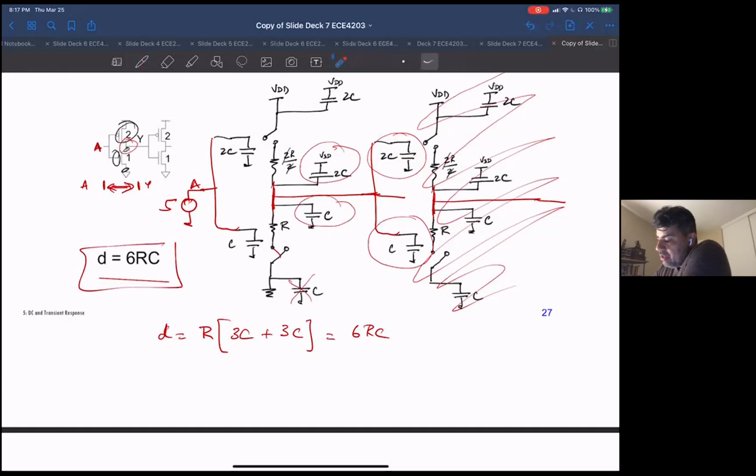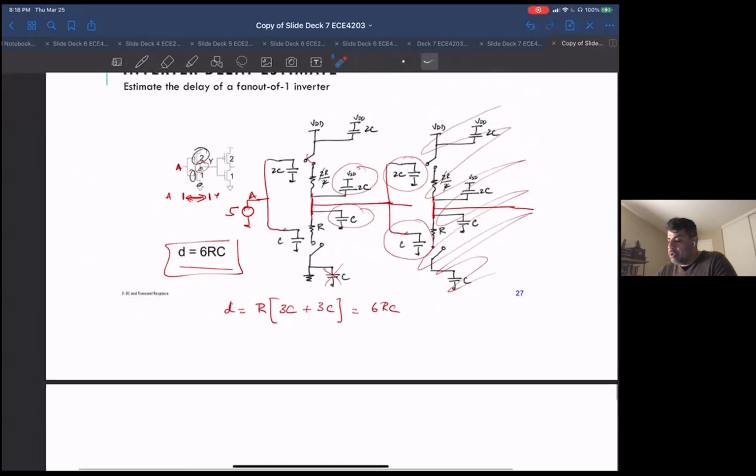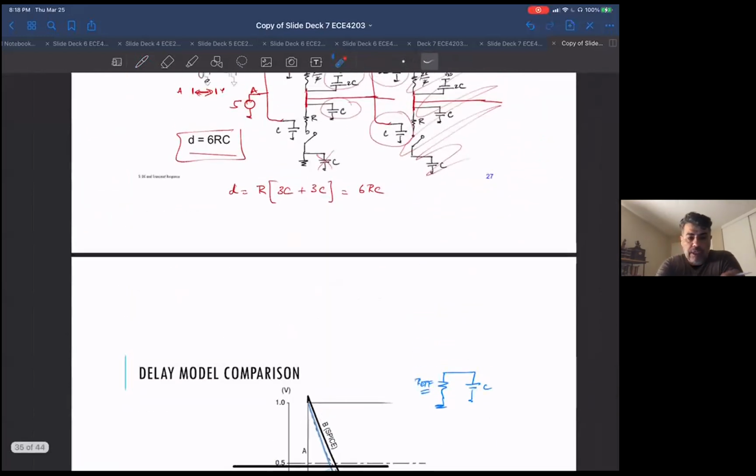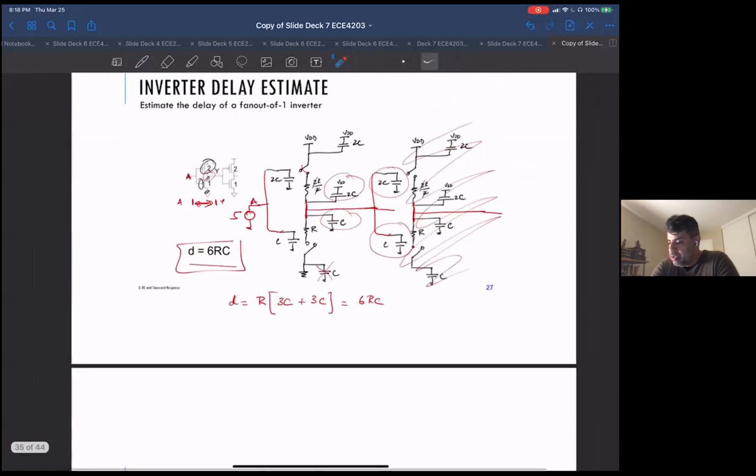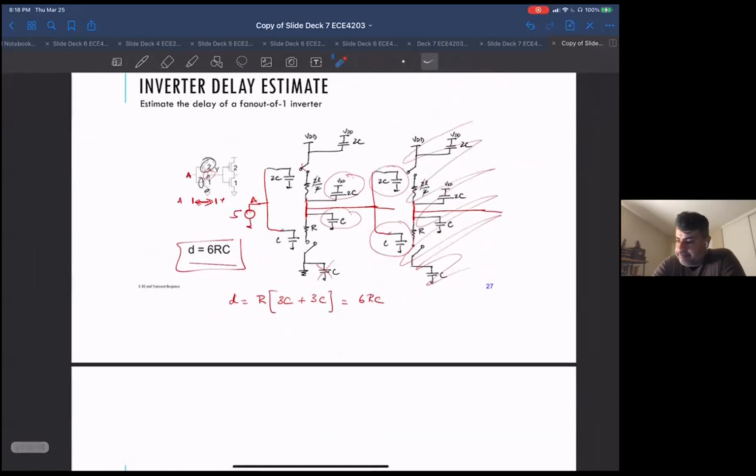So essentially it's the delay of this resistor discharging these capacitances. It's the RC delay of discharging this. And I can do the same thing when I'm pulling up. When this switch shorts, I basically have this R here, I have these capacitances, and the pull-up also ends up being 6RC. So that's an example of how we would use this. I'm going to stop right there, guys, but this is the approach towards this simplified delay calculation.